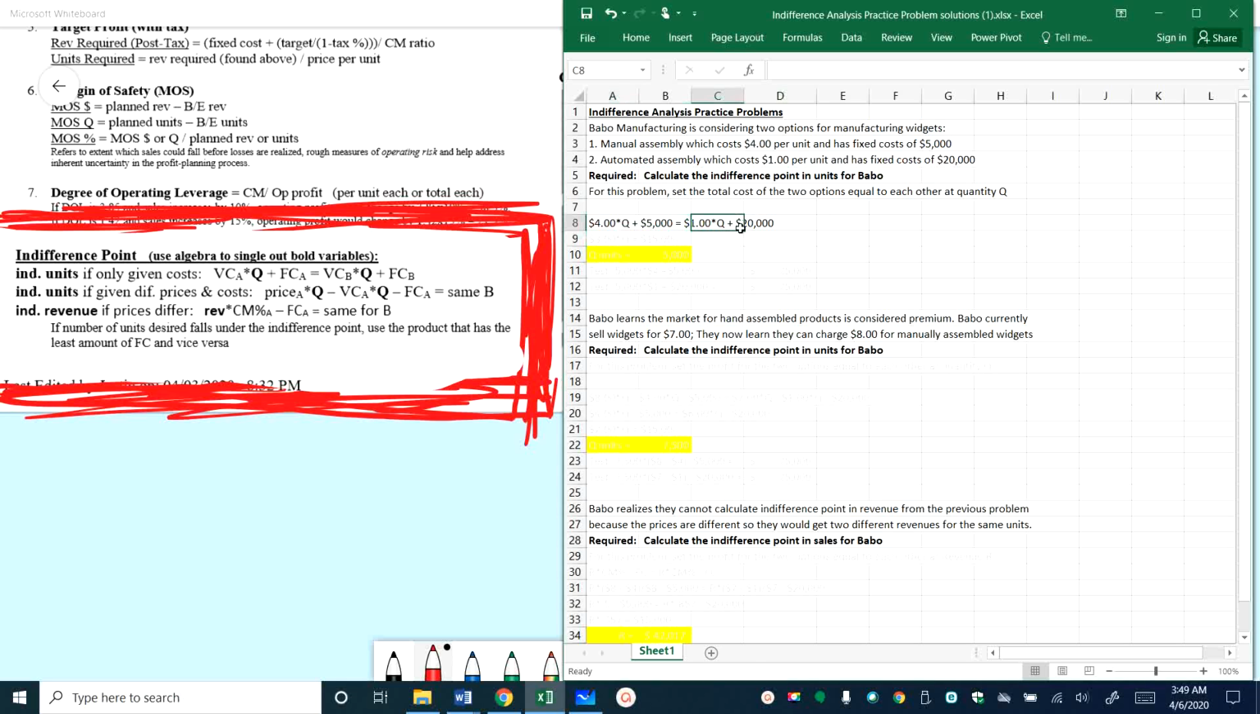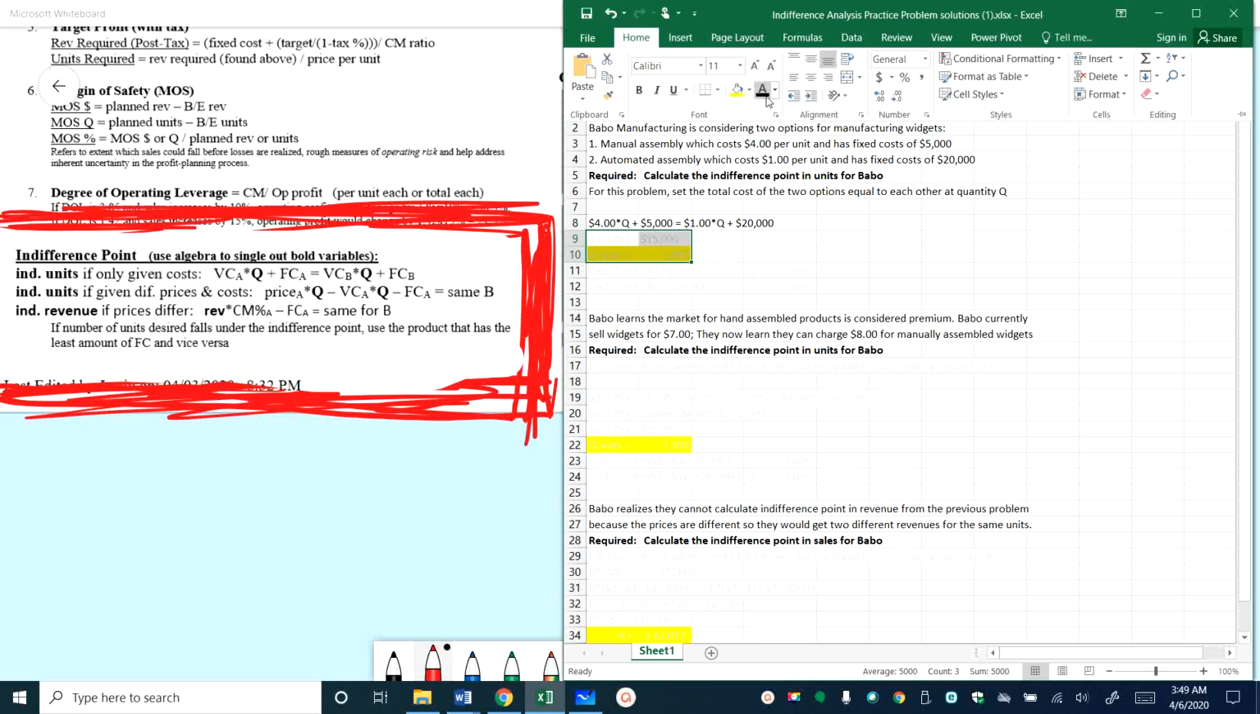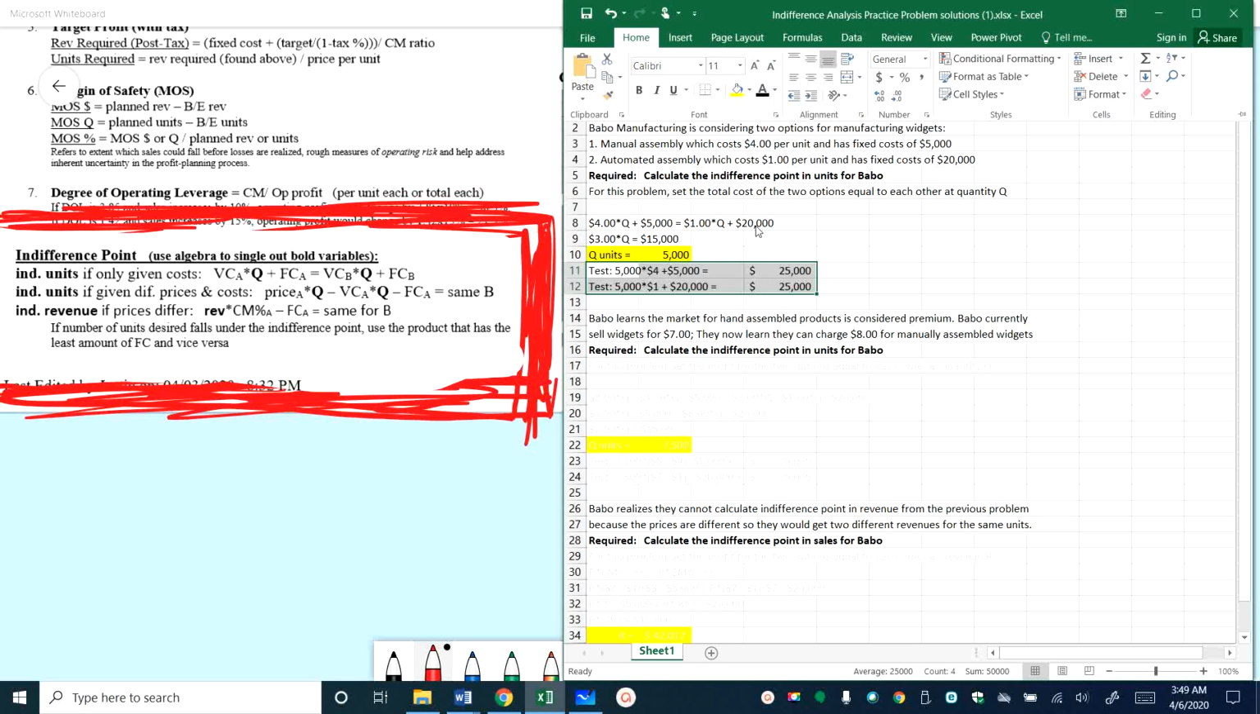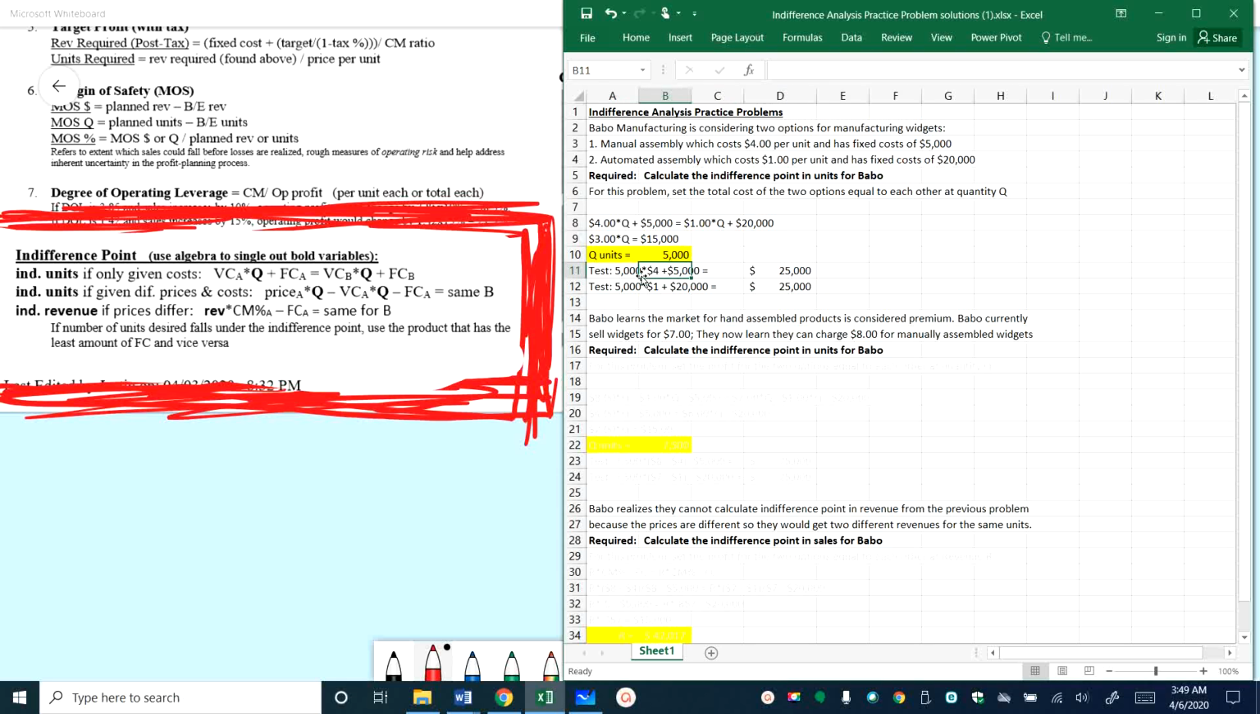And then from here on out, you're just going to do some algebra and kind of work that around and single out Q and realize that Q equals 5,000 units. So these are just some tests that they did just to confirm that that makes sense. So as you can see, they said the 5,000 units times $4 plus $5,000 will equal $25,000, and same for B.